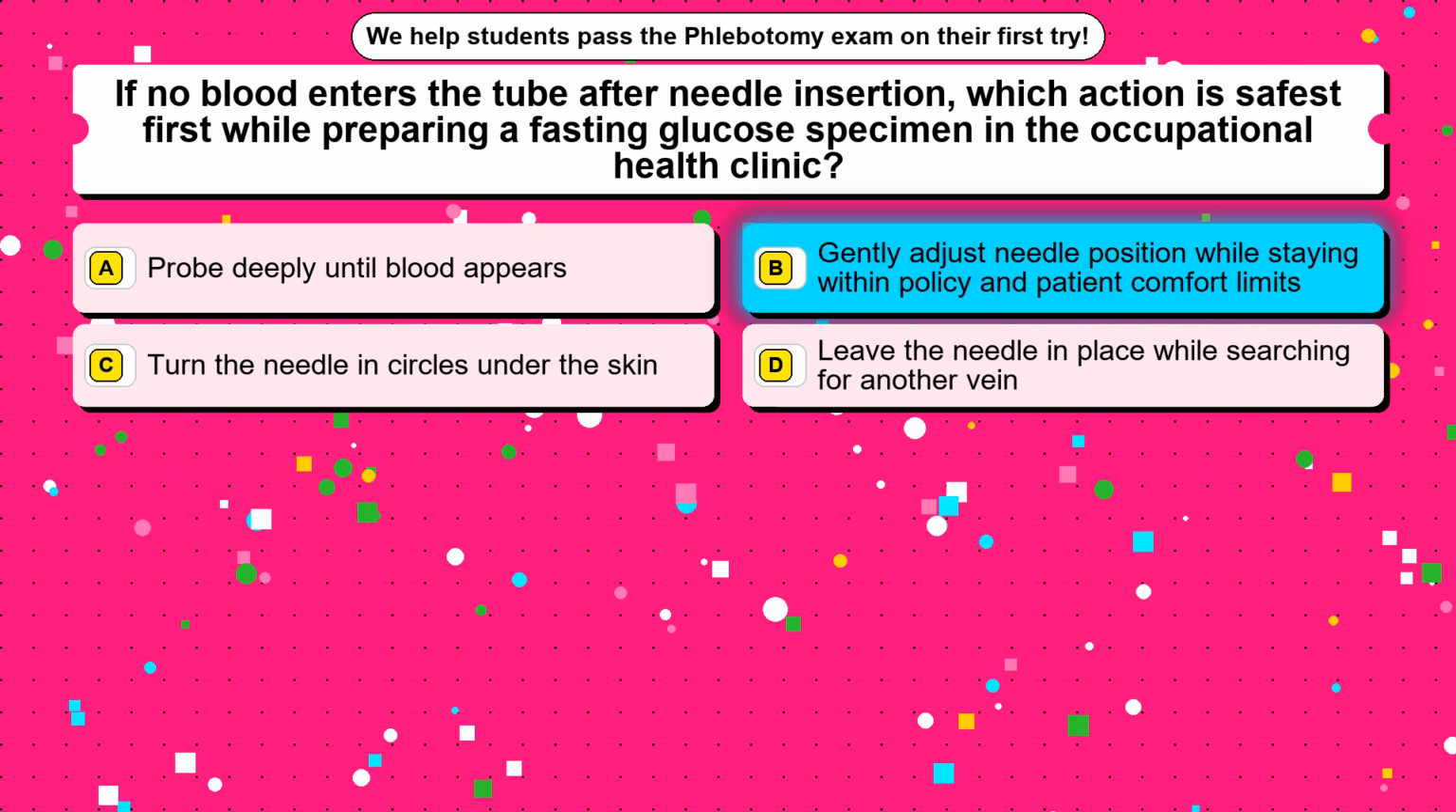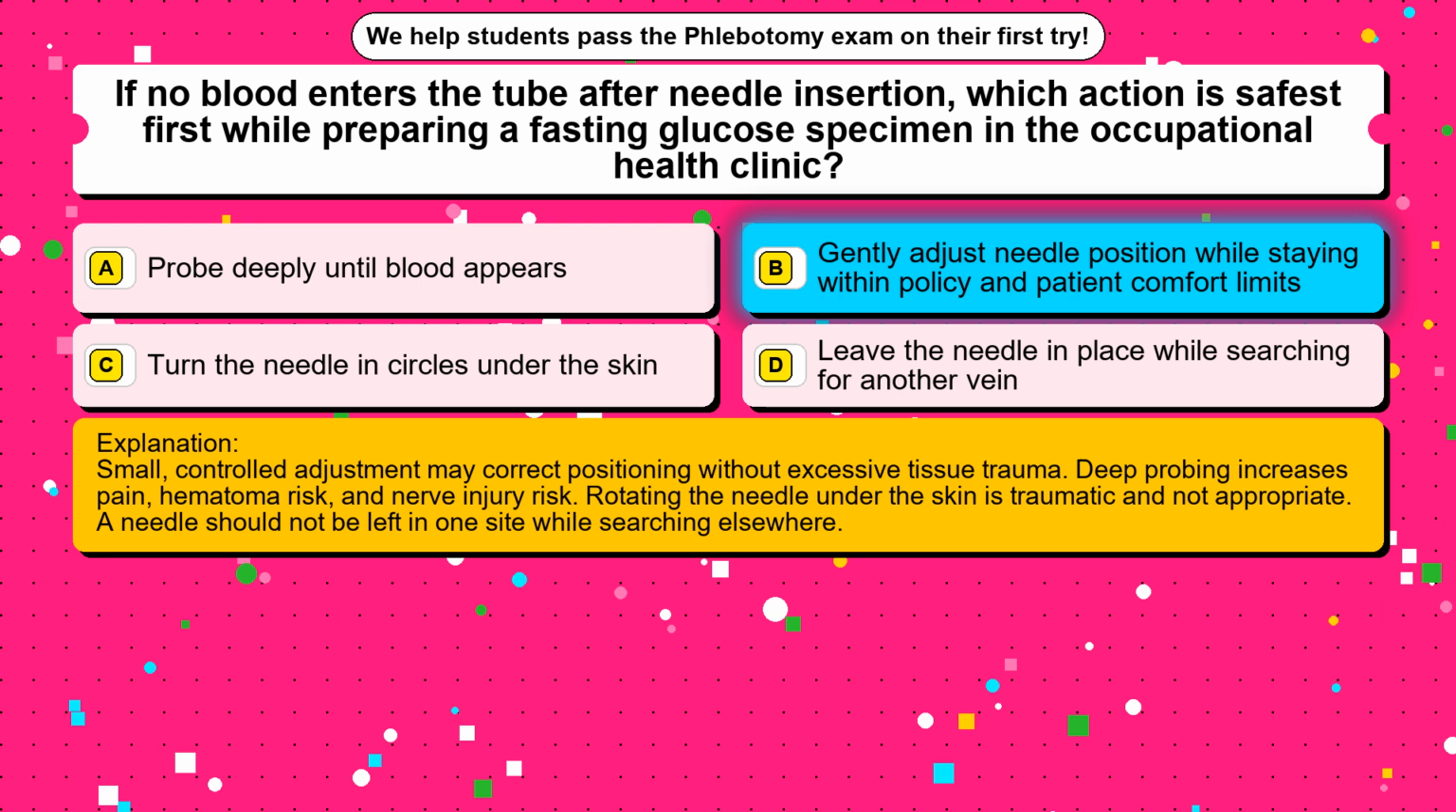The correct answer is option B. Gently adjust needle position while staying within policy and patient comfort limits. Small, controlled adjustment may correct positioning without excessive tissue trauma. Deep probing increases pain, hematoma risk, and nerve injury risk. Rotating the needle under the skin is traumatic and not appropriate. A needle should not be left in one site while searching elsewhere.